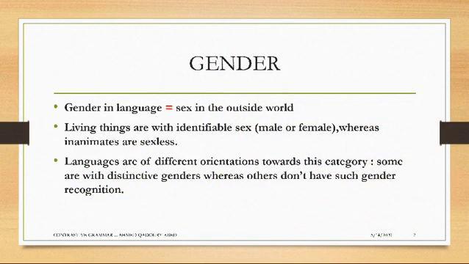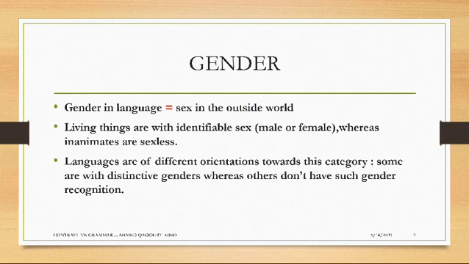Which equals sex in the outside world. It means that when we want to have nouns in English or in Arabic or in another language, there should be a corresponding sex for that noun in the outside world. Living things are with identifiable sex, meaning that these living things are going to be classified as either males or females, whereas inanimate things are going to be sexless.